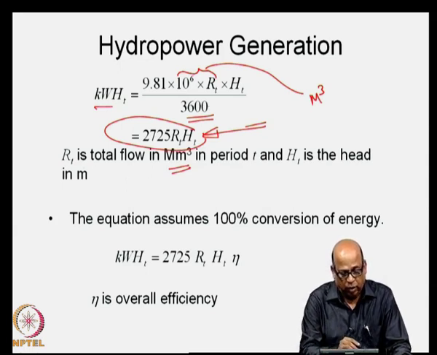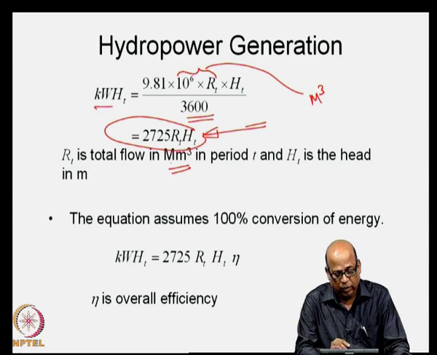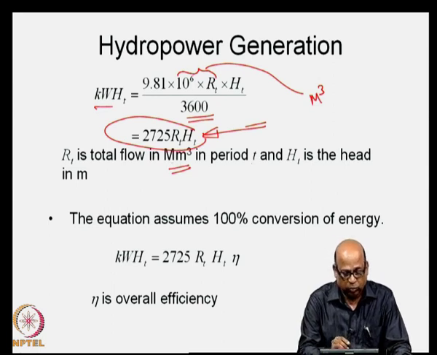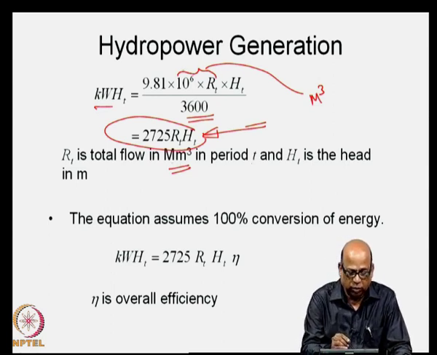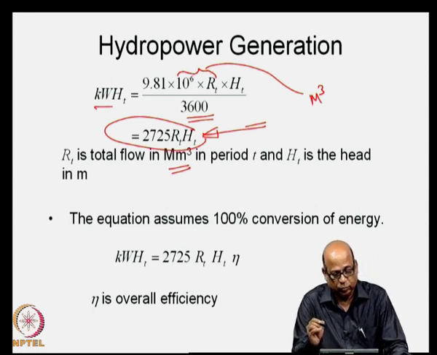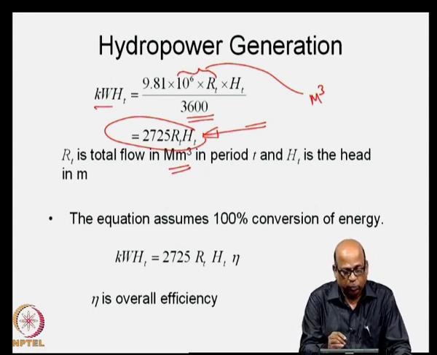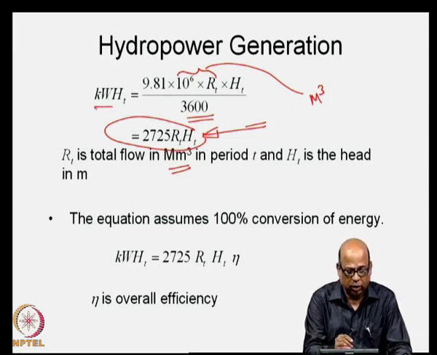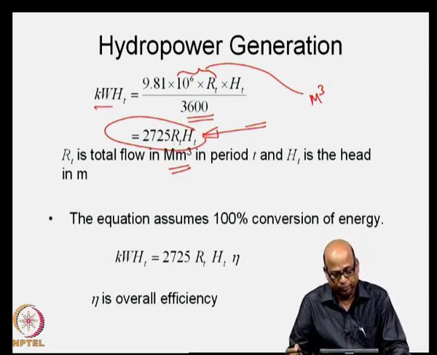Now, RT is the total flow in million cubic meters in period T. So, this million cubic meters is what we have converted into meter cube here, and meter cube per second is what we want. Therefore, we have used 3600, and therefore, you get kilowatt hours is 2725.